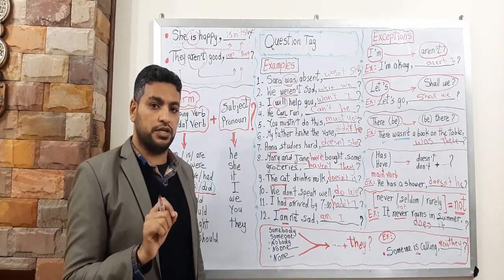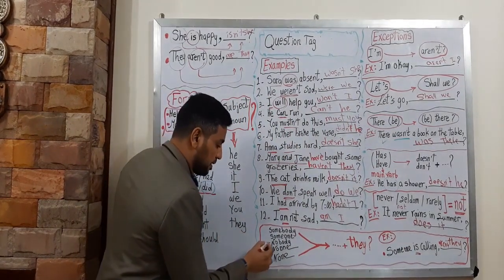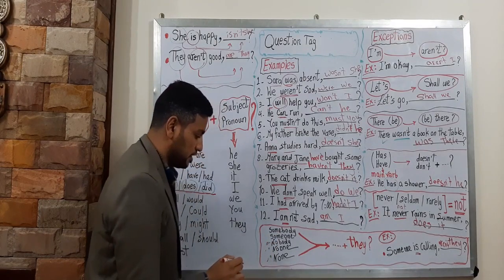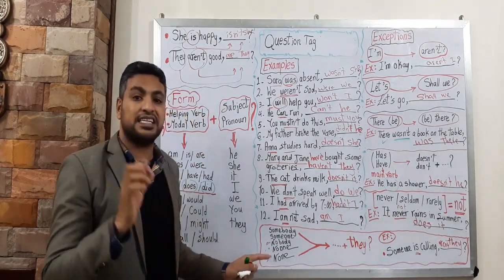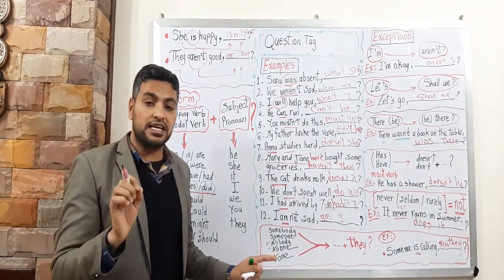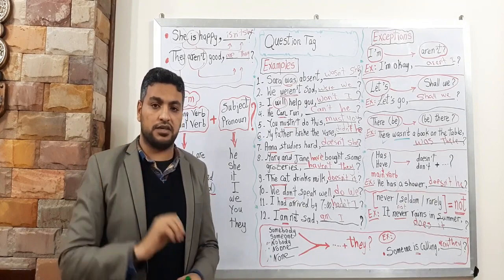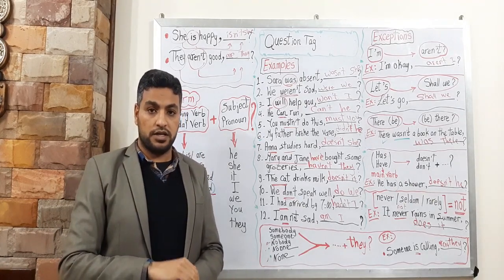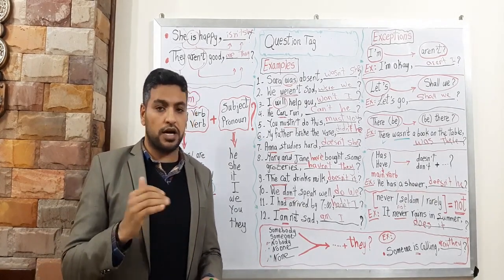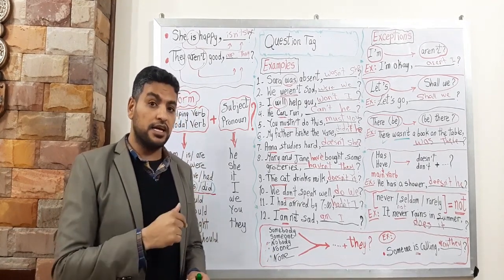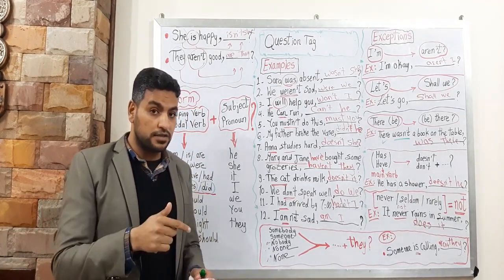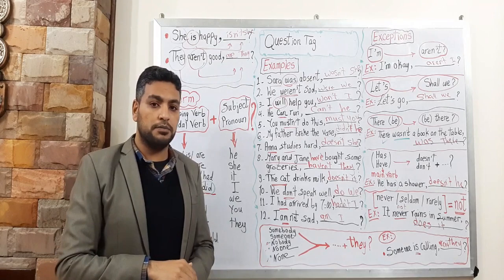But here take care. We have an important point, which is if the subject is nobody, no one, none, the sentence is negative. So deal with it as a negative sentence. If I said nobody is knocking at the door, so are you going to say are they or aren't they? The sentence is negative. Nobody. So the question tag will be positive.